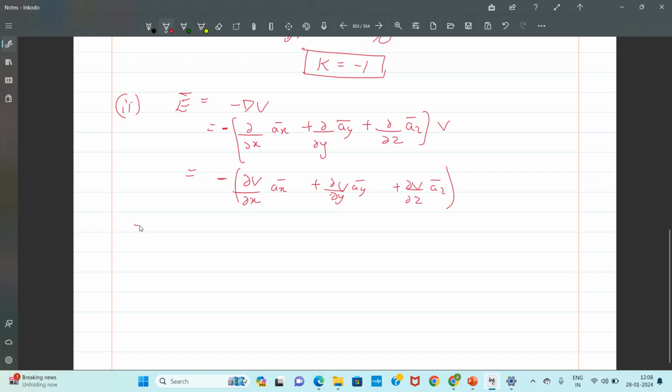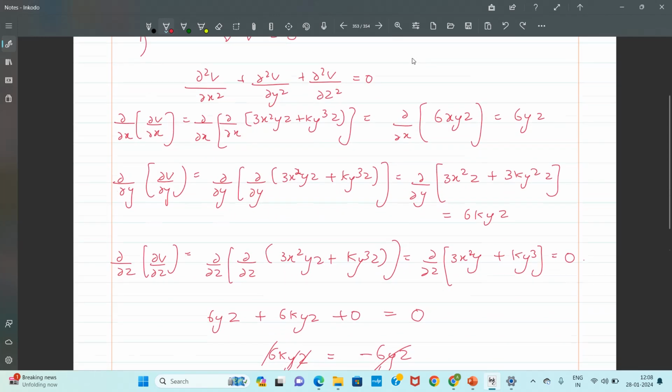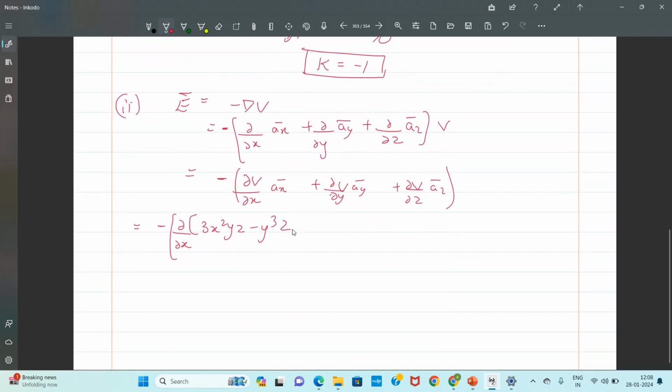So now individually we'll do this operation, minus within the bracket dou by dou x of V. V is 3x square yz plus, you found out the k value as minus 1, no? You can substitute that value in the above equation. So here you had k y cube z. So k can be replaced as minus 1. So you will be getting minus y cube z in ax direction. Similarly for the second term, 3x square yz minus y cube z in ay direction. And then last term, 3x square yz minus y cube z in az direction.